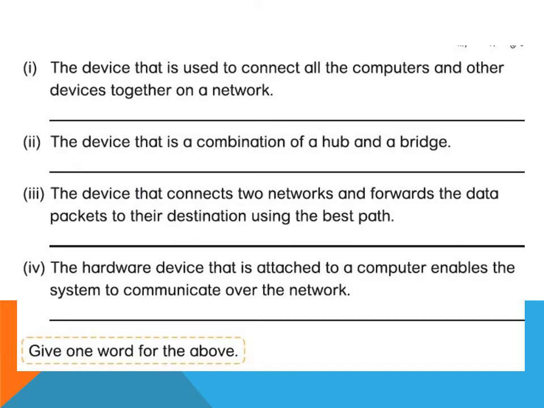So here are some questions. Give one word for the following. Number 1, the device that is used to connect all the computers and other devices together on a network. Number 2, the device that is a combination of a hub and a bridge. Number 3, the device that connects two networks and forwards the data packets to their destination using the best path. Number 4, the hardware device that is attached to a computer and enables the system to communicate over the network. Pause the video. Try to do this yourself.